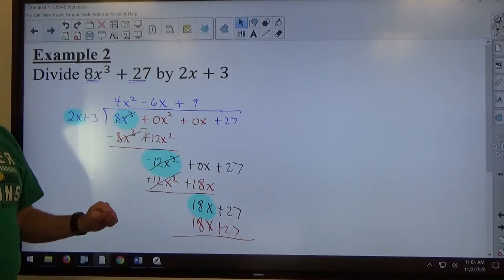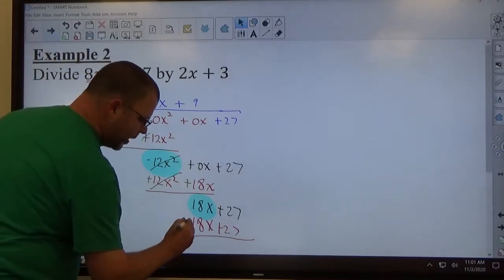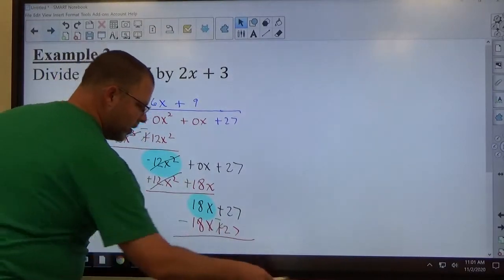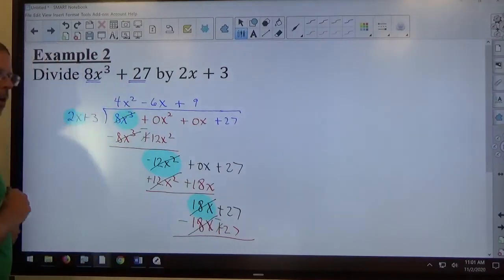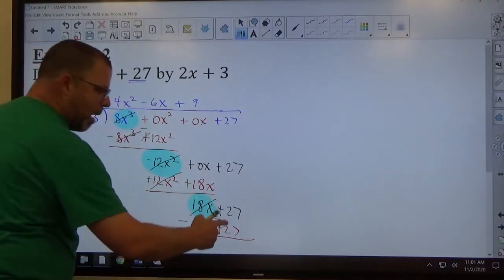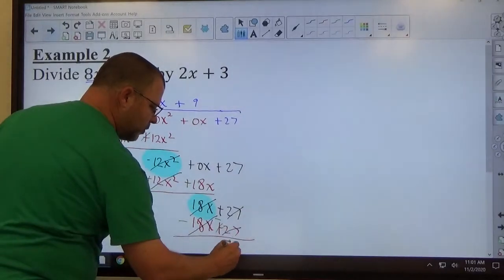Next step says change all signs in that product. This becomes negative, this becomes negative. 18x minus 18x, opposites, which they should be. They always are. They cancel. These happen to be opposite also. 27 minus 27 leaves a remainder of 0.